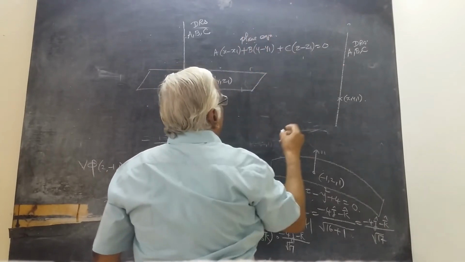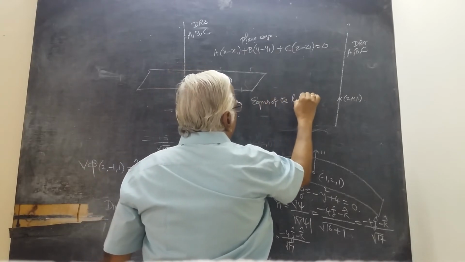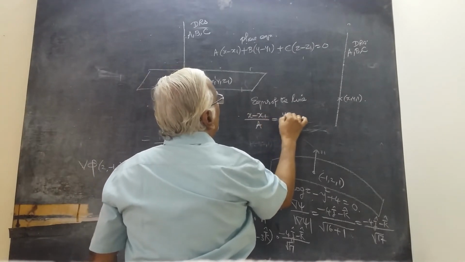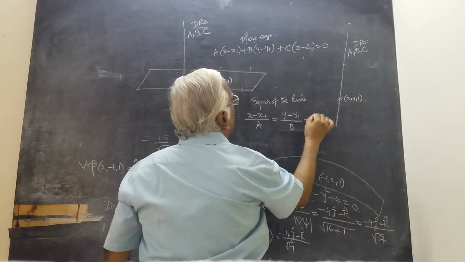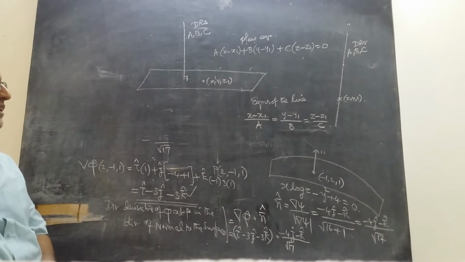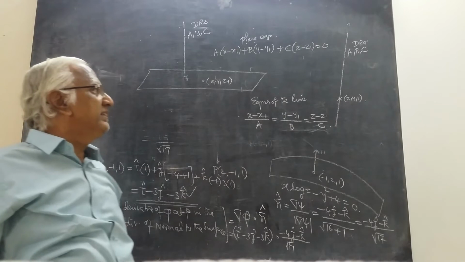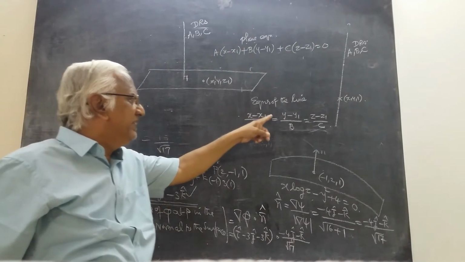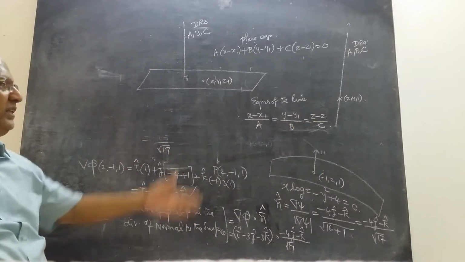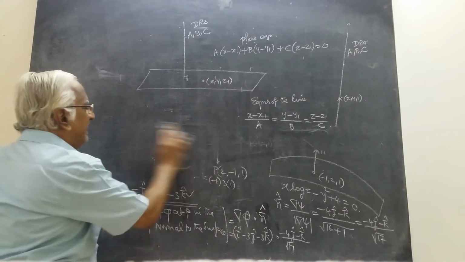In the equations of the line: x minus x1 by A is equal to y minus y1 by B is equal to z minus z1 by C. So, this is a line equation. There are two equations here. Equal to a parameter. This is the one point formula, line equation.